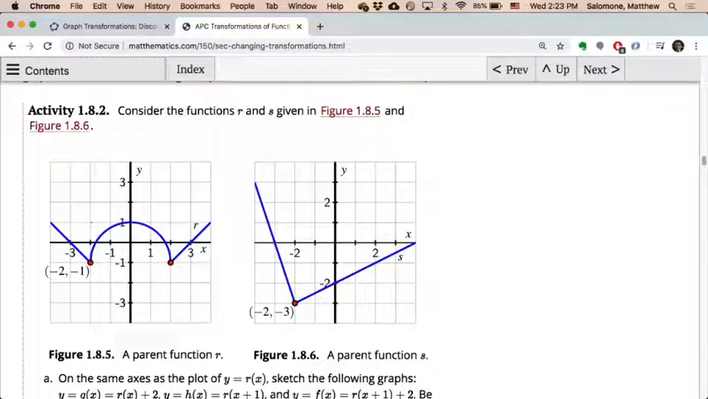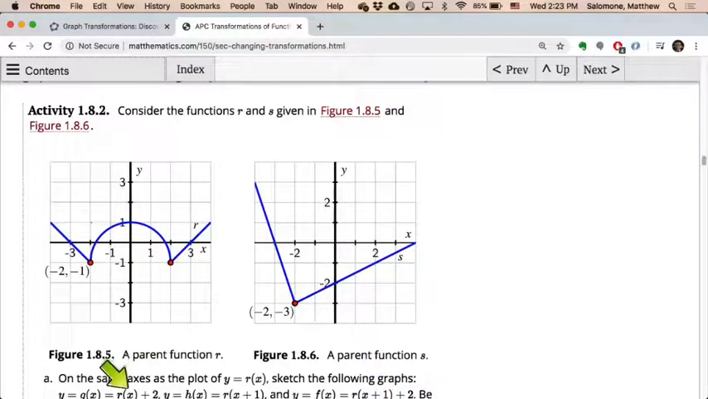So in this activity, you're given the graph of a parent function, and you're not given a formula for it. It's this blue curve right here, and we're told it's the graph of y equals r of x. Then you're asked to sketch how the graphs of g of x equals r of x plus 2, r of the quantity x plus 1, and r of the quantity x plus 1, quantity plus 2, are related to the original.